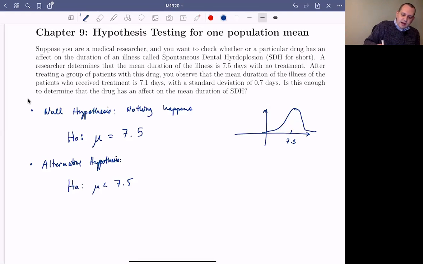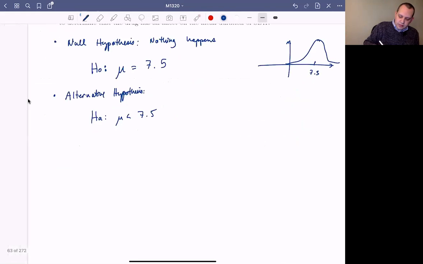So let's actually write that out. We have two possible outcomes. The first is that we can reject the null hypothesis. We can decide that we have enough evidence and reject the null hypothesis. This is the idea that we're deciding that we have enough evidence to say that the drug actually does shorten the duration of the illness.